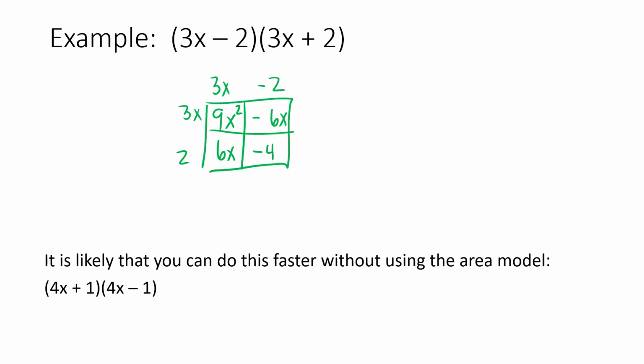And notice we saw this in the generic, but now you can see it a little bit more specifically. 6x plus negative 6x is 0. So those are going to cancel out.